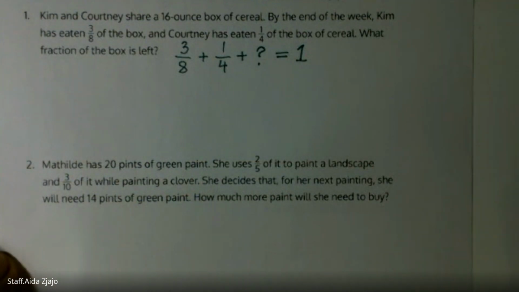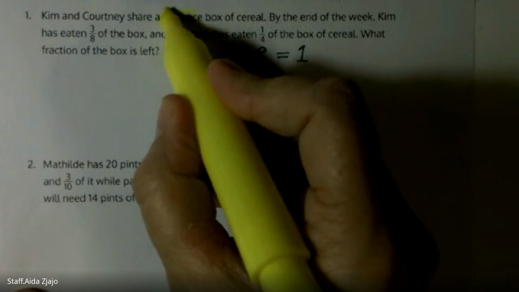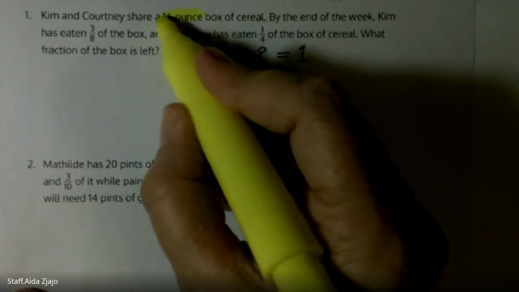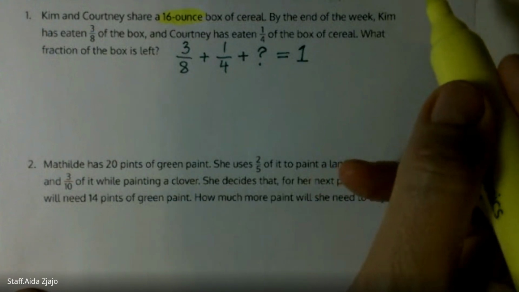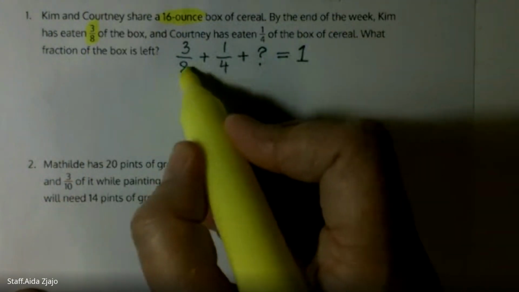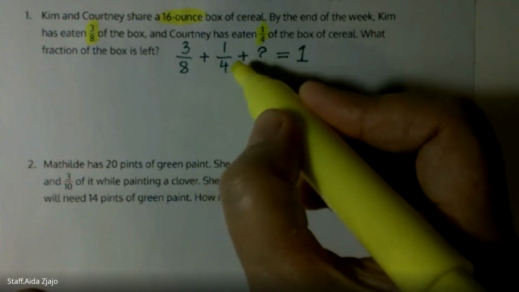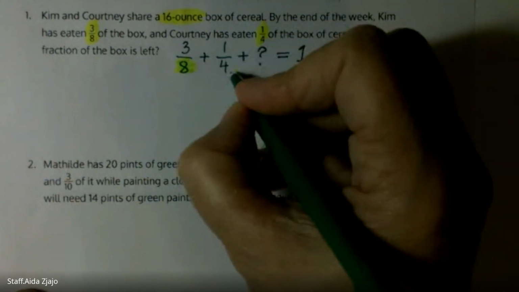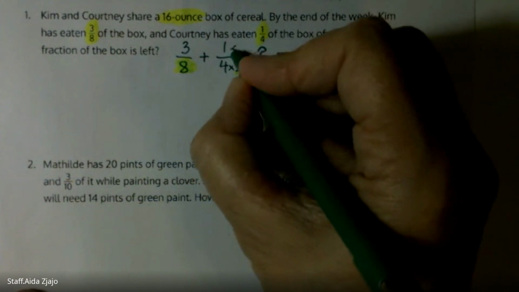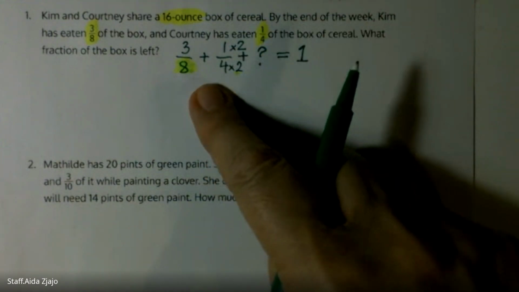So if we would like to see how that can be, we realize that the box is 16 ounces. Right now that information we don't need at the moment. Okay, Kim has 3/8, a fraction that are eighths. And Courtney has 1/4, a fraction that are fourths. So eighths and fourths are not the same. But very easily I can change the fourths into the eighths by dividing in two groups. Each fourth, I will make eighths.